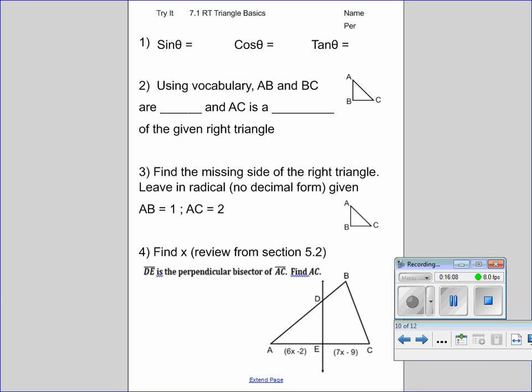All right, there we have it. There's your homework. So you have to write down what the sine, cosine, and tangent are, and then fill out the rest of that information. Problem number 4 is a review problem. You can go back to the video for 5.2 if you want, or your notes, to figure out how to set up that problem.